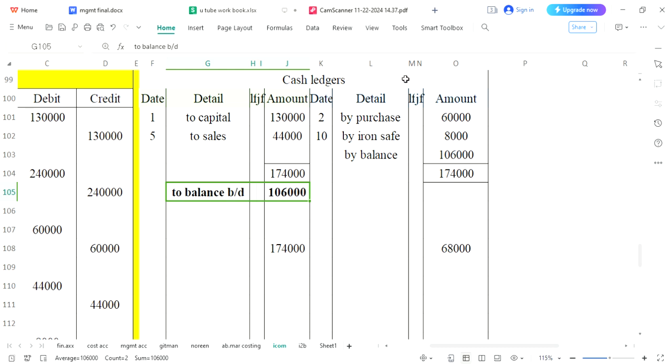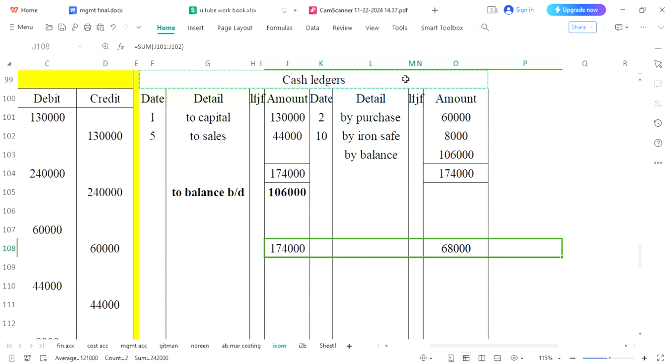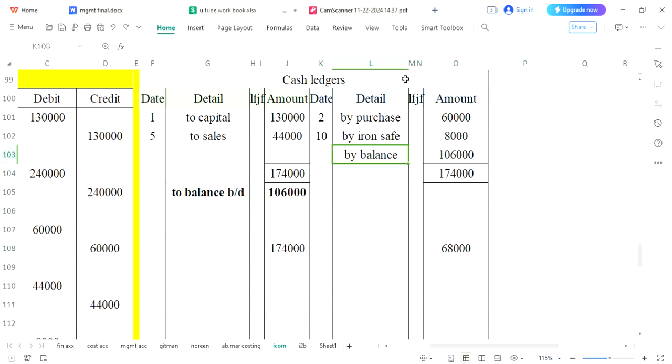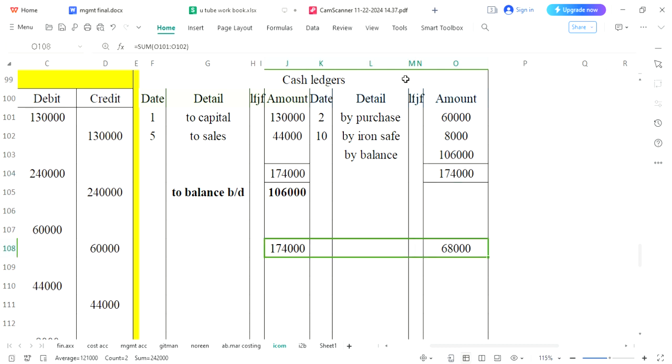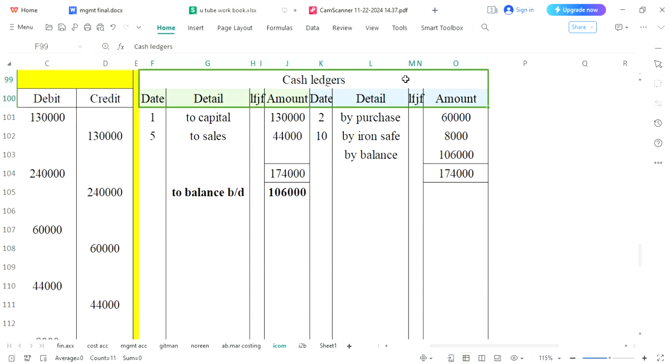Cash ledger has been completed. Now next step is what? These amounts were written just for the reference, and now they are not needed. Amount was 174,000 larger, 68,000 was smaller amount. Balance calculated. These amounts were written just as your rough work. So you will erase it, or you may write it to other side. First ledger has been completed.